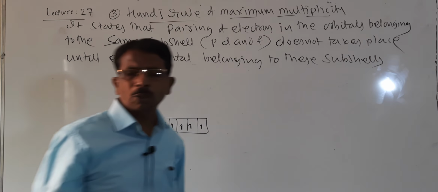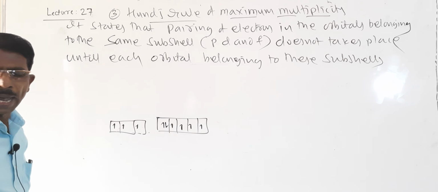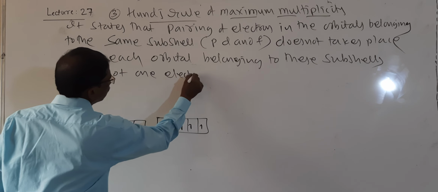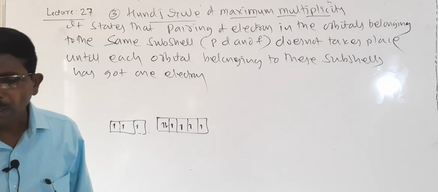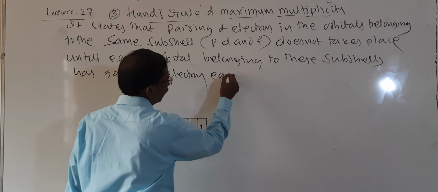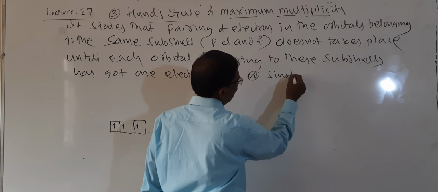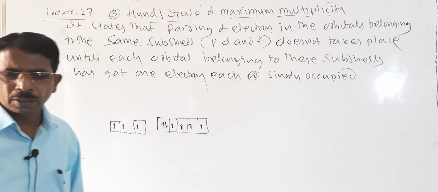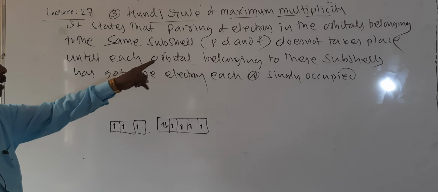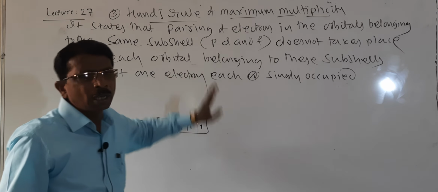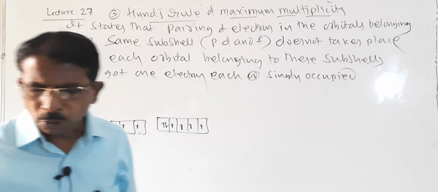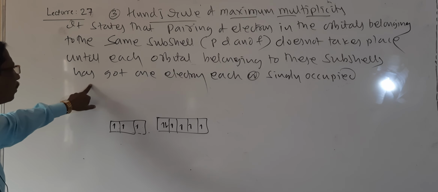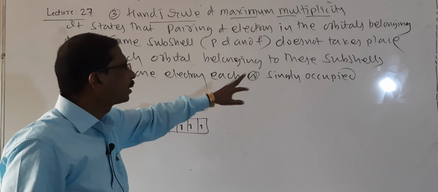has got one electron each, or is singly occupied. Look here, it states that pairing of electrons in the orbitals belonging to the same subshell, p, d and f, does not take place until each orbital belonging to these subshells has got one electron each, or is singly occupied.